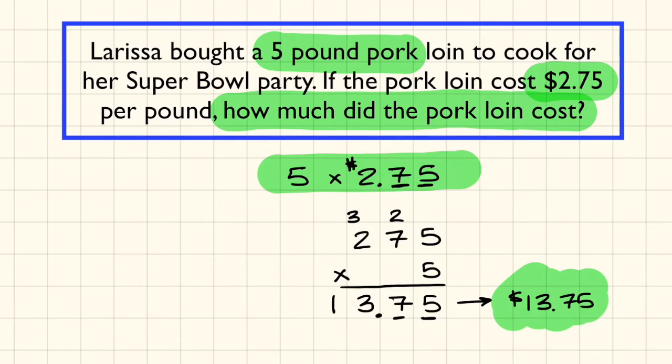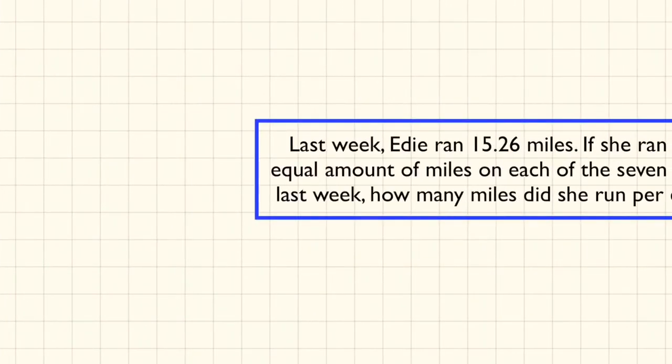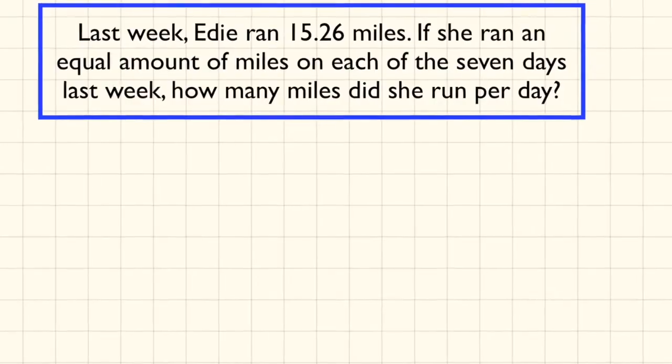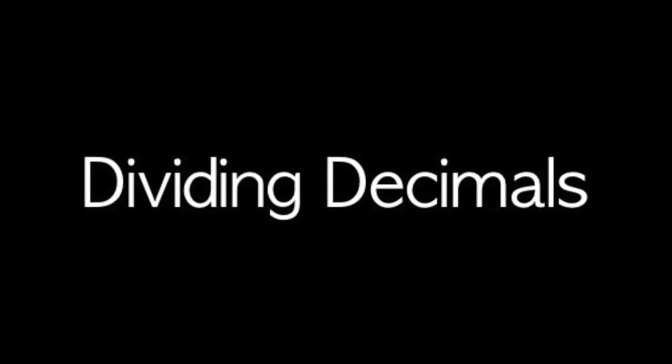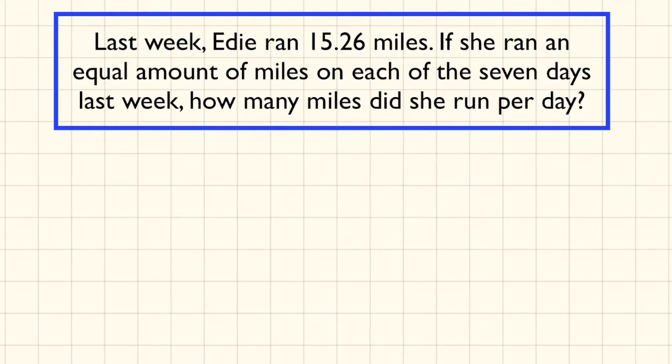So here we go. Let's take a look now at dividing decimals. So last one, promise you. The word problem here is: last week Edie ran 15 and 2600 miles.